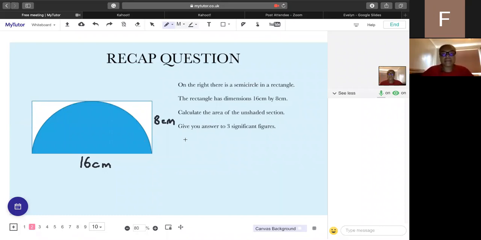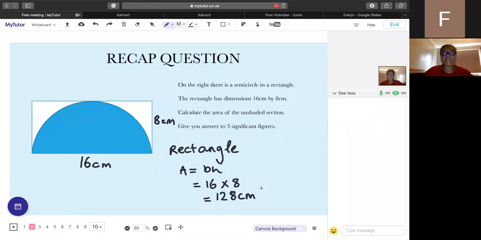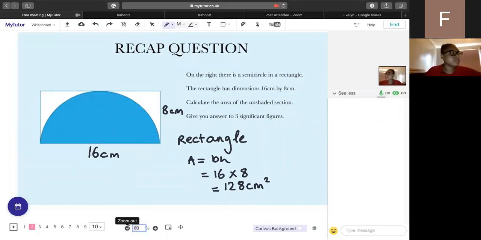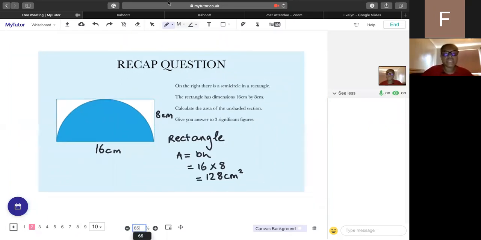Let's work out the area of the rectangle first. Remember, the area of a rectangle is just base times height. So that's going to be 16 times 8. Your area of the rectangle is 128 centimeters squared. And now we want to find the area of the semicircle. Let me zoom out a little bit. I'll write it down here: semicircle.